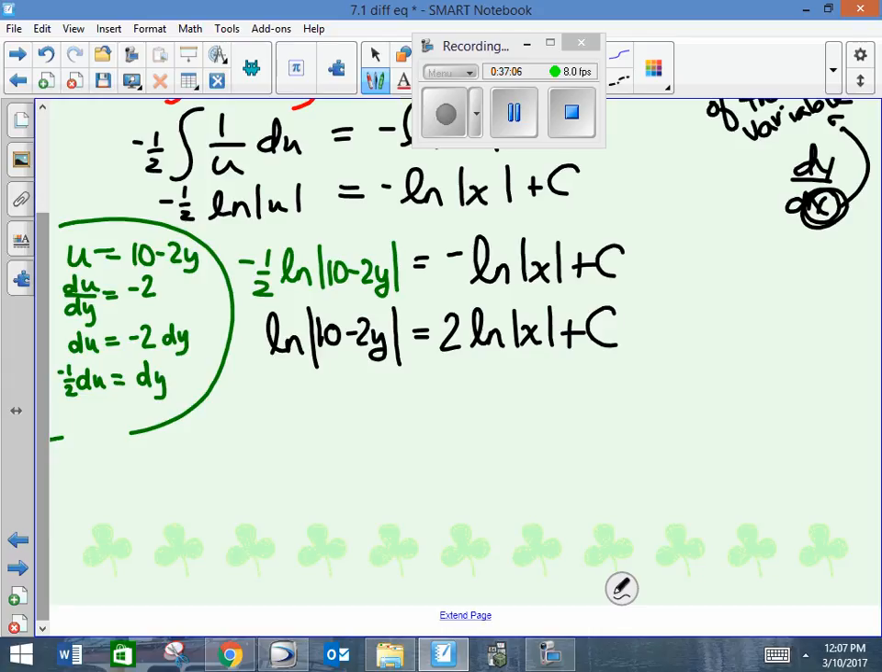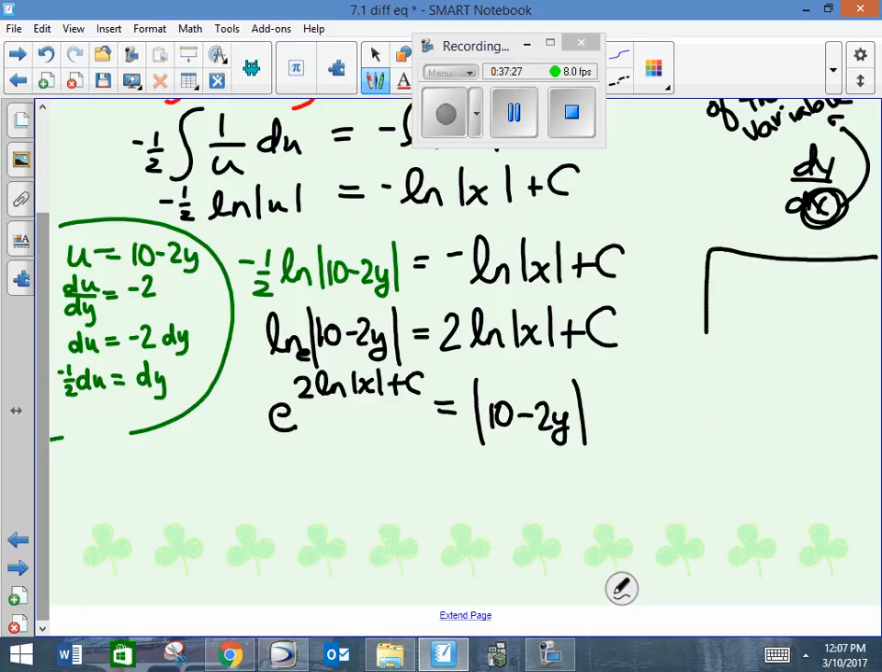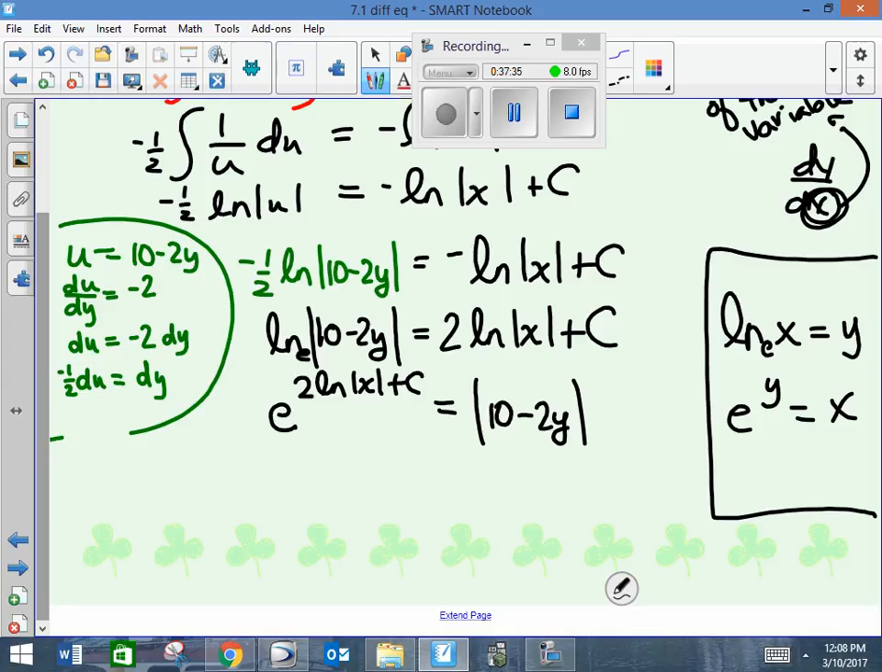Yes? We have to change it to exponential. These are both e's. So e to the 10 minus e to the 2 ln x plus C equals 10 minus 2y. You are going from ln of x equals y, e to the y equals x. That's your basic logarithm exponential. e to the y equals x. That's what we're doing, and that's what you're going to have to do.